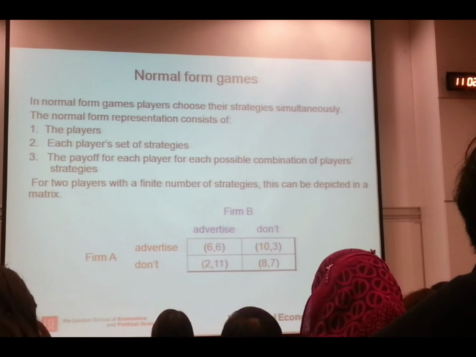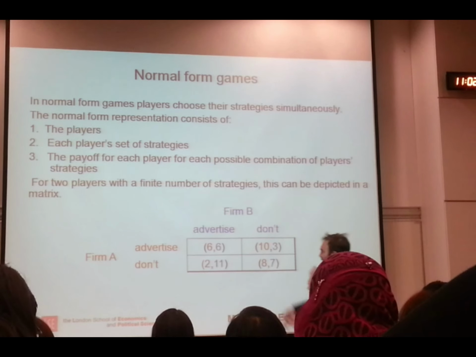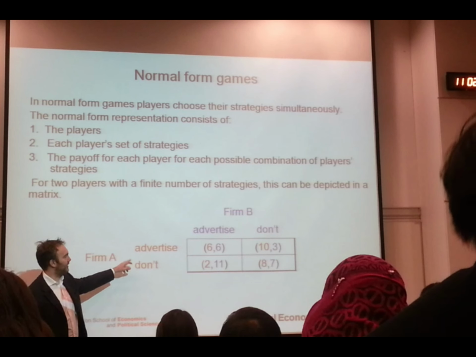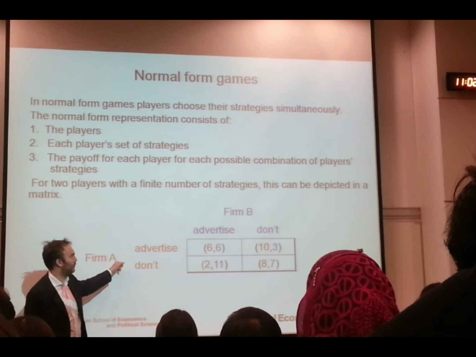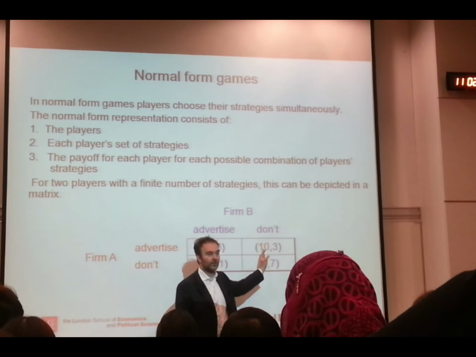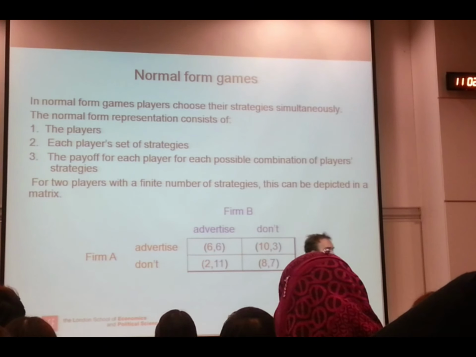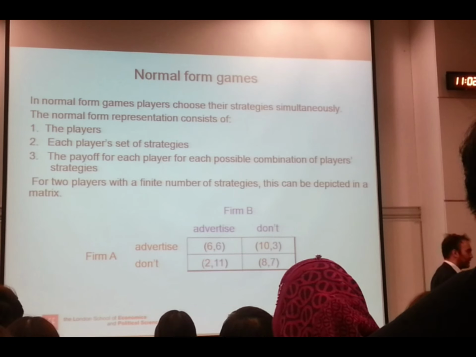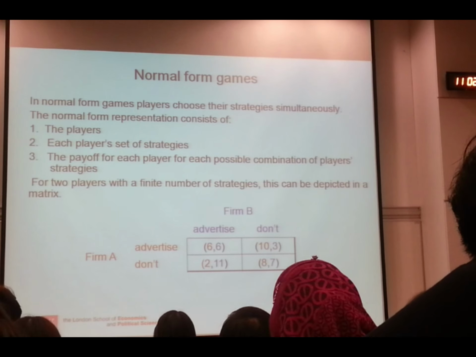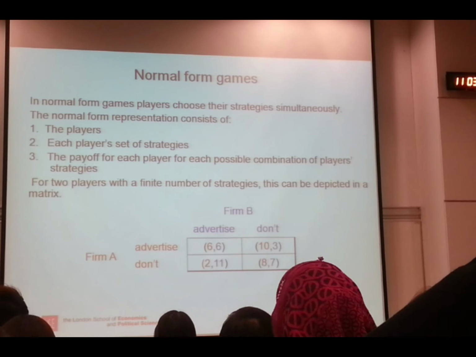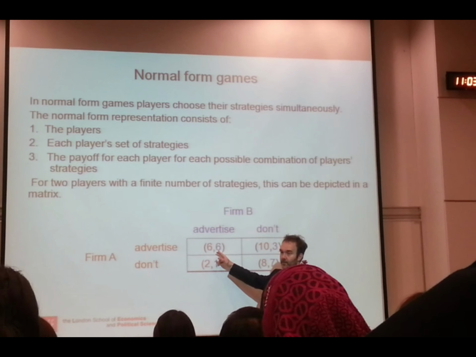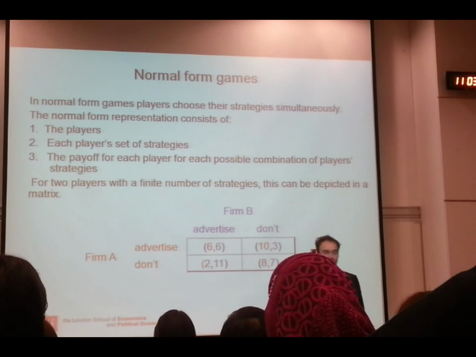And here it is. By convention, firm A is the row player, so it chooses between advertising and not advertising, that is, between the upper row and the bottom row, and firm B is the column player, so it chooses between the left and the right column. This is a game in which two players play simultaneously, and they have to decide whether to advertise or not to advertise. By convention, we write the first player's, the row player's, payoff first, and then the second player's, the column player's, second.